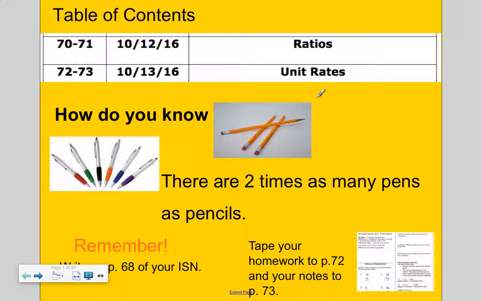Or you could do the comparison. There are 6 pens to 3 pencils. We could write it in ratio form, in fraction form. If we simplify this by dividing the numerator and denominator by 3, it would be 2 pens for every 1 pencil. So I agree with this. There are 2 times as many pens as pencils.